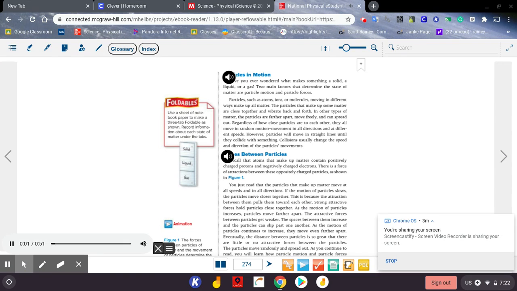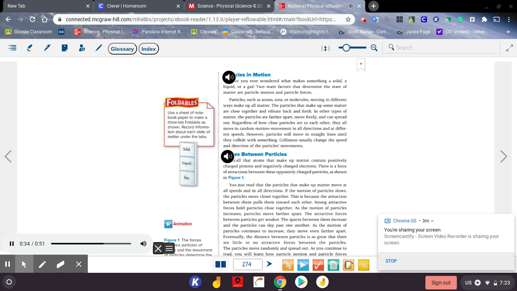Particles in motion. Have you ever wondered what makes something a solid, a liquid, or a gas? Two main factors that determine the state of matter are particle motion and particle forces. Particles, such as atoms, ions, or molecules, moving in different ways, make up all matter. The particles that make up some matter are close together and vibrate back and forth. In other types of matter, the particles are farther apart, move freely, and can spread out.